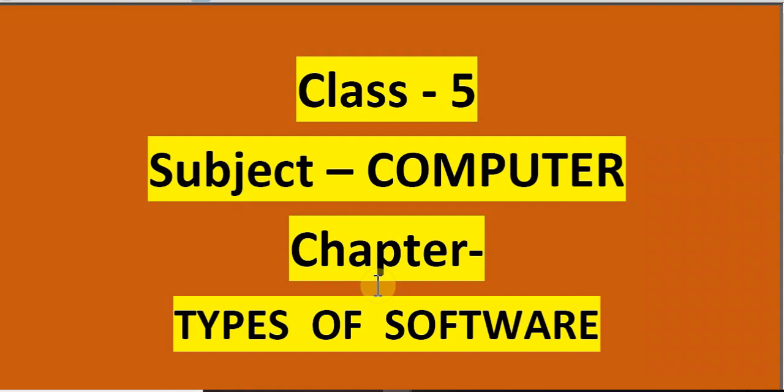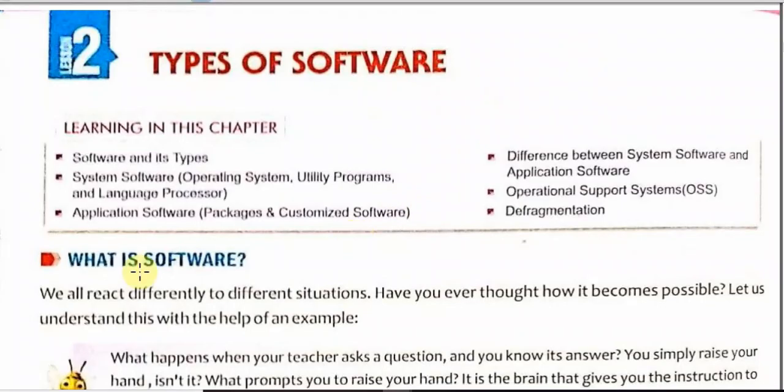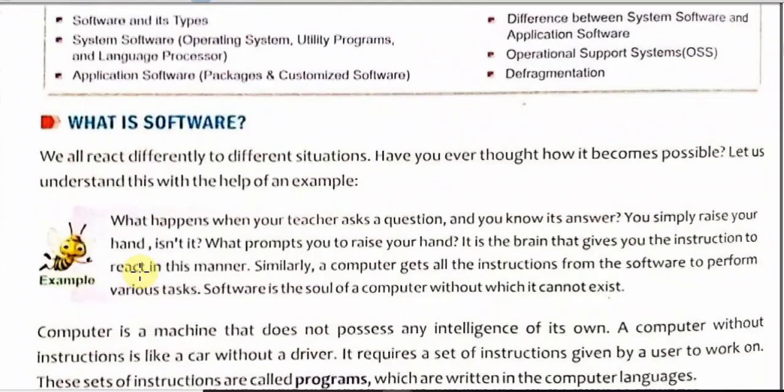This is class 5, subject is computer and chapter is types of software. In this chapter we will see software and its types, system software, application software, their differences, operational support system and defragmentation. So students, we will go to the chapter directly.